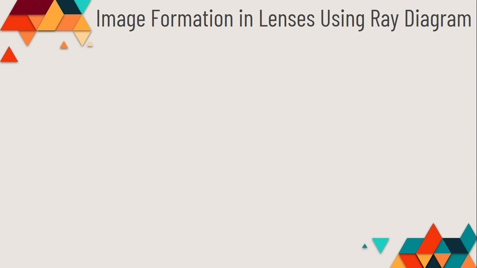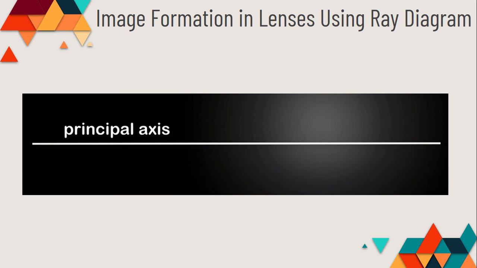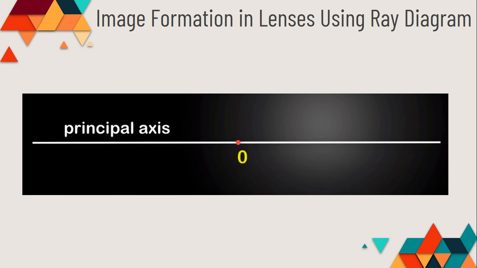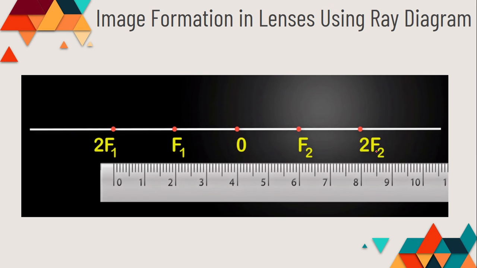And we have what we call image formation in lenses using ray diagram. So let us draw a principal axis. We have the optical center. And to draw, let us place a mark every 2 points. Those represent the focal point and twice the focal point. So, this will be our ray diagram.